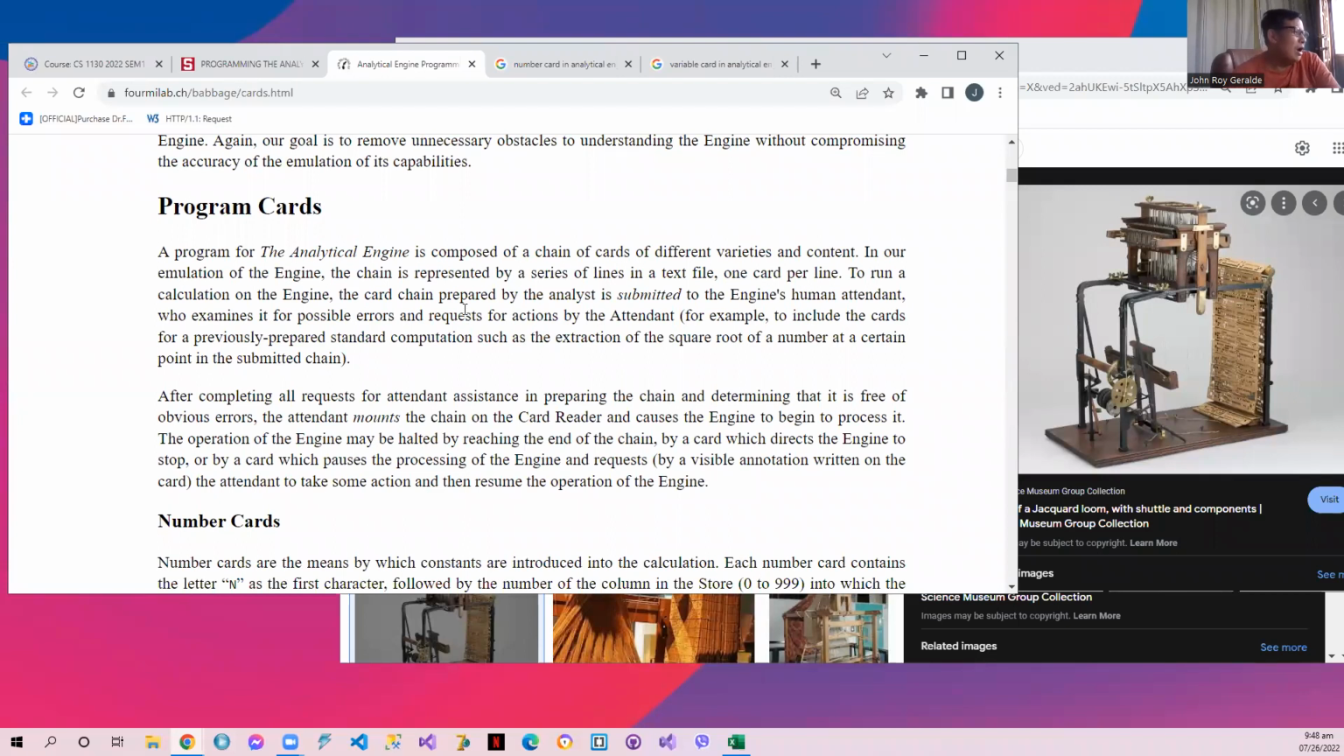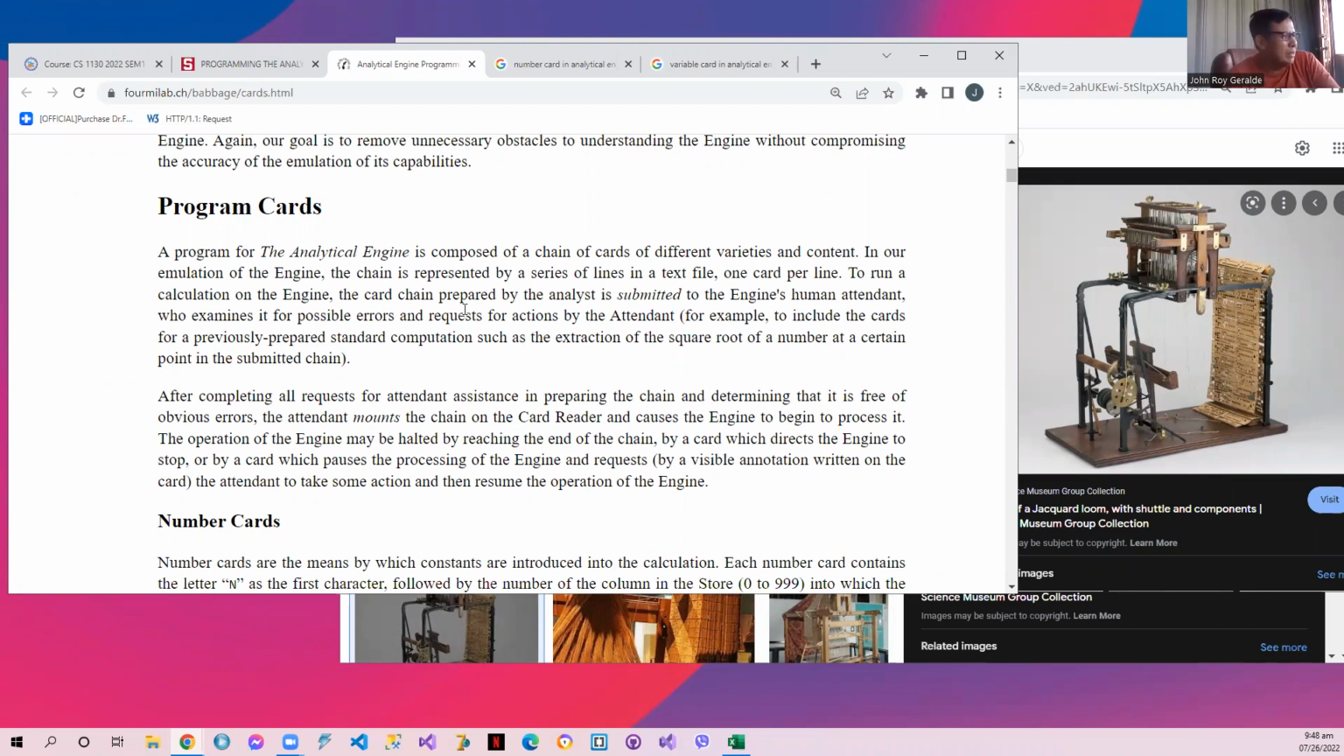Okay, so ganito daw. Usually, the analyst, the programmer then was called the analyst. He is the one who prepares the logic of the program by storing them into punch cards. Do you follow? Nowadays, you write your program using an editor, right? During those times, the programmer writes the program by preparing the punch cards. The programmer was called the analyst.